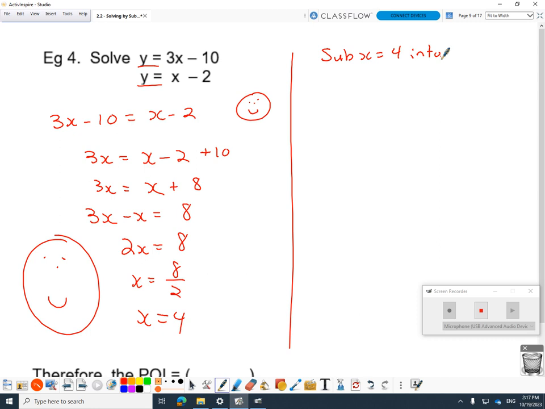So which one looks easier? Which one's going to be easier to sub into? Which one has less calculations? The second one. Yeah, you could use the first one, but why not use the second one? So y equals x minus 2. So I'm subbing in 4. And what's 4 minus 2? 2. Answer. What's the answer? What's the x value? 4. Y value 2. No graphing.